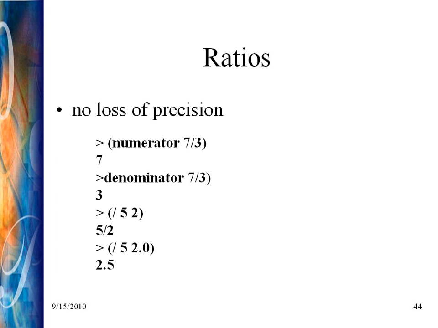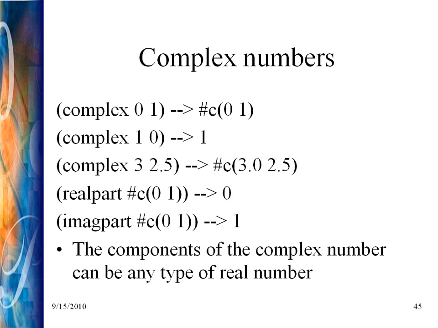The thing about ratios, there's no loss of precision. There's a missing open parenthesis here, I noticed. But when you do things with floating point numbers, even though 2.5 looks accurate, you are going to get loss of precision. Complex numbers: complex 0, 1 has imaginary part 1, and canonicalizes to a real number if the imaginary part is 0. There are functions realpart and imagpart.